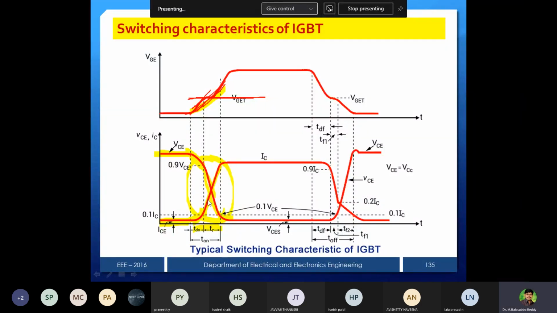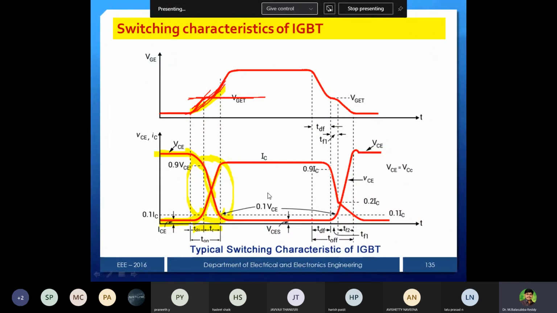Now we can see here the current changes from this point, that is 10 percentage to 90 percentage of its final value, or else the voltage drops from 90 percentage to 10 percentage of its final value. So this way we can define the delay time and then the rise time. This is also called the turn on time.